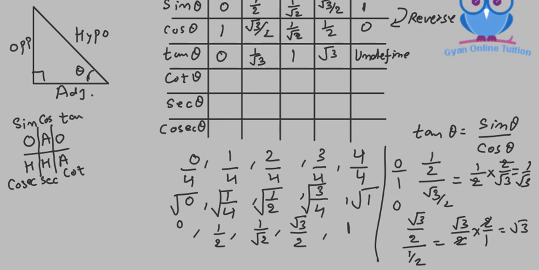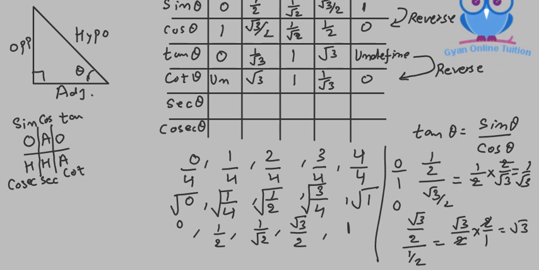Now in the same way, tan and cot are reciprocals of each other, so we reverse the values. The first is undefined, then root 3, then 1, then 1 by square root 3, and this is 0. Our cot is finished.